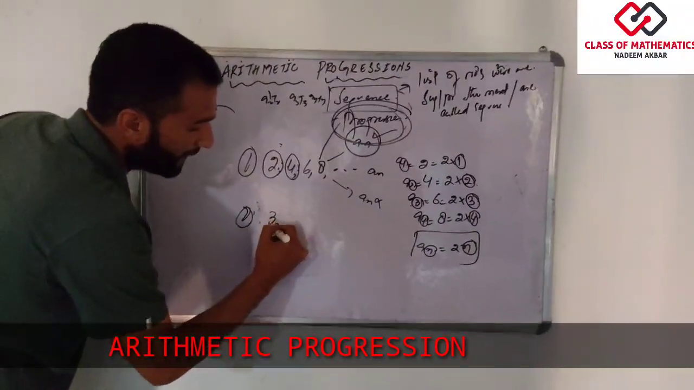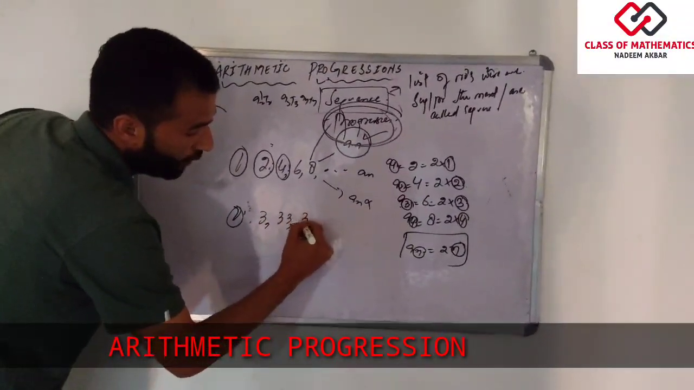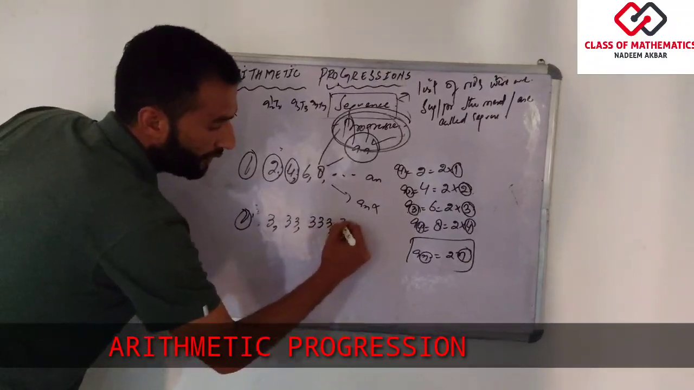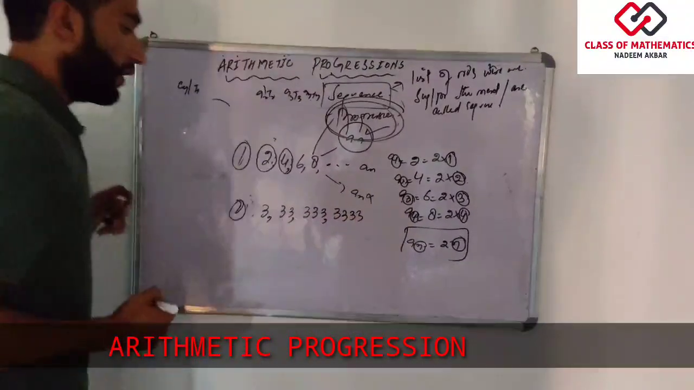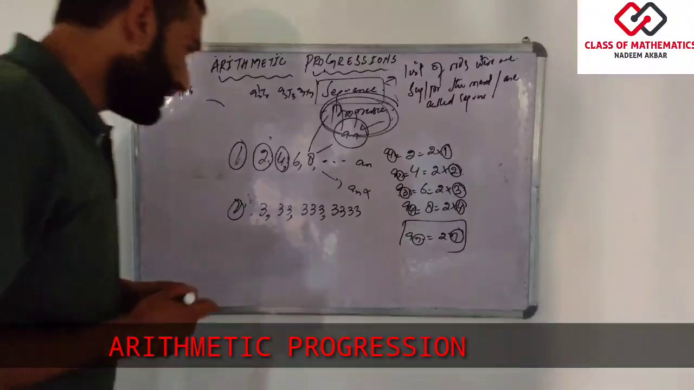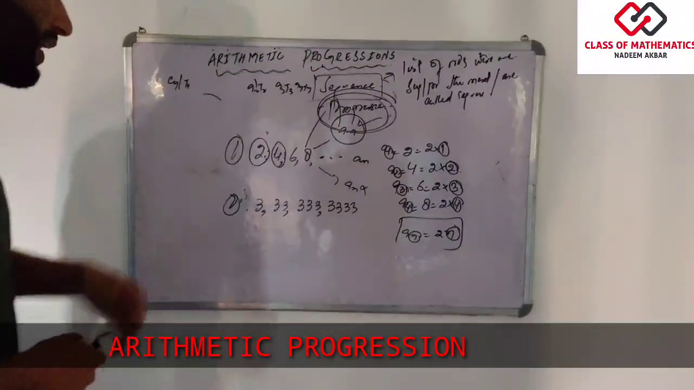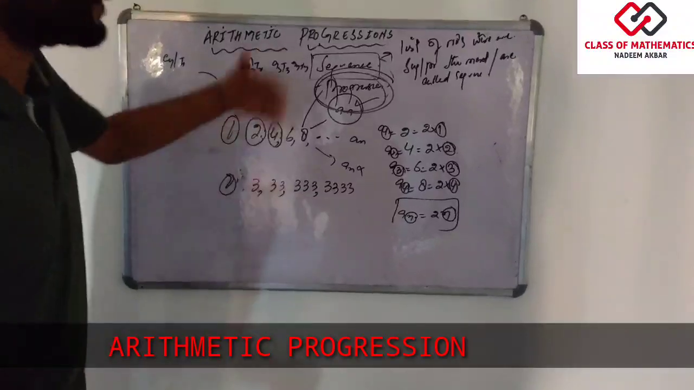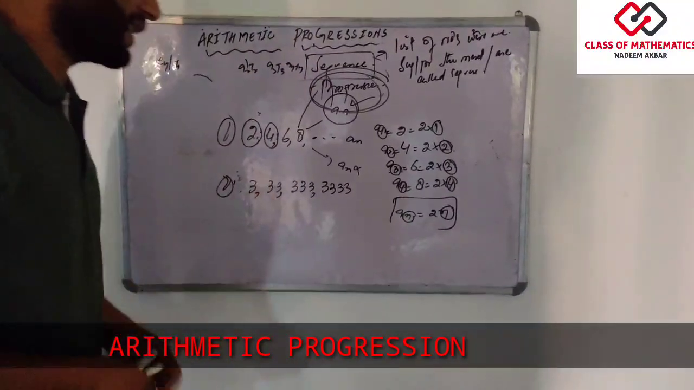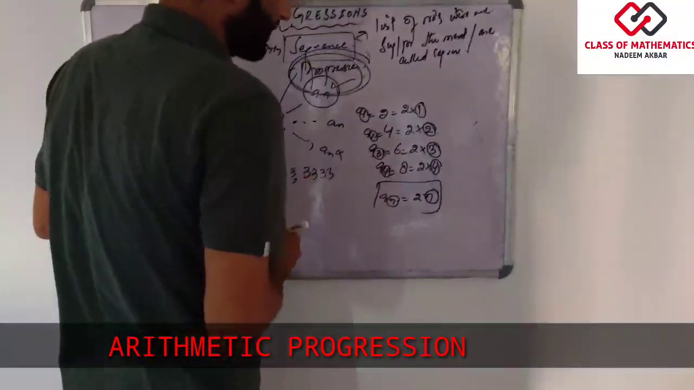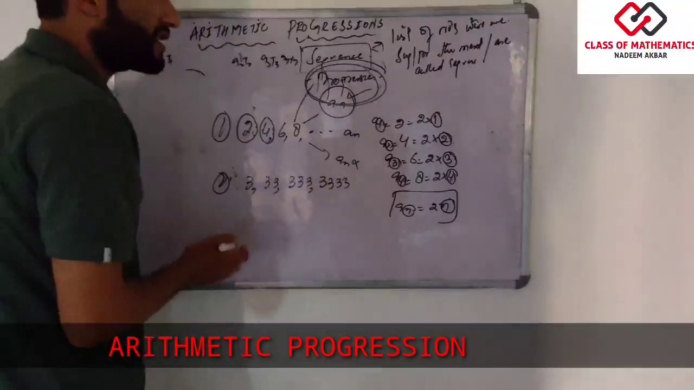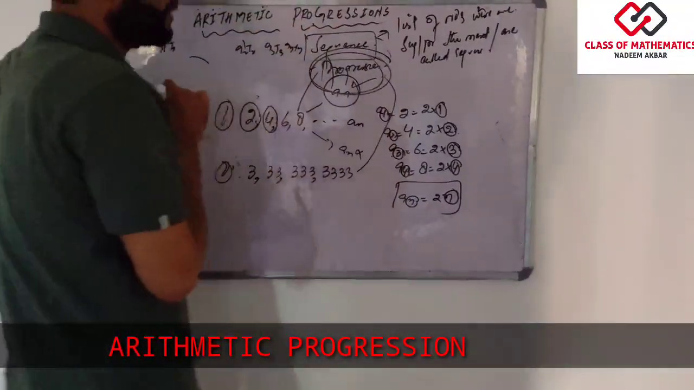We have 3, 3 3, 3 3 3, 3 3 3 3. Now, first we will see whether it is following any mathematical rule, any pattern, so that it will be a sequence. Then उसके बाद हम देखेंगे क्या हम इसकी nth टर्म निकाल सकते हैं. अगर हम इसकी nth टर्म निकाल सकते हैं तो वो जो सीक्वेंस है वो प्रोग्रेशन बन जाता है.